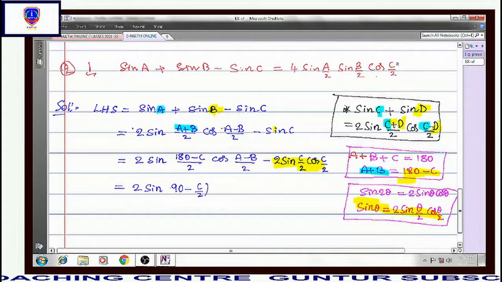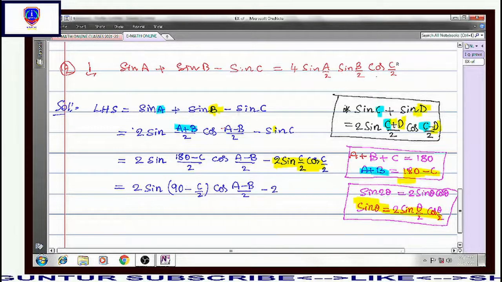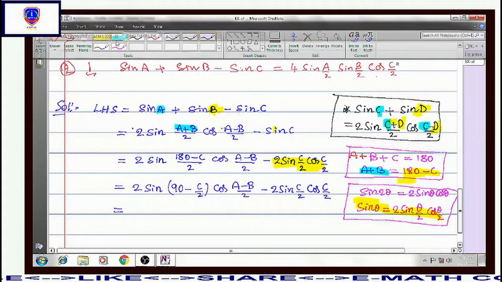Okay, fine. Have you all understood this? 180 by 2 means 90, next minus C by 2 into cos of (A minus B) by 2, and write down all the remaining terms as it is, 2 sin C by 2 and cos C by 2. Now, this is equal to, look here, 90 minus C by 2.